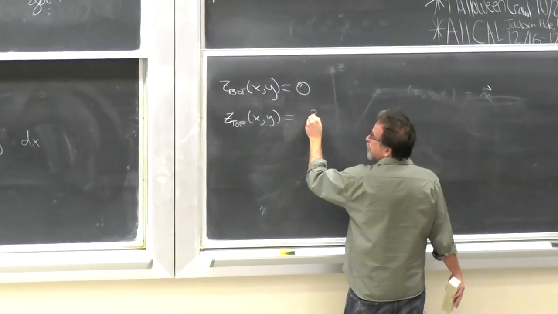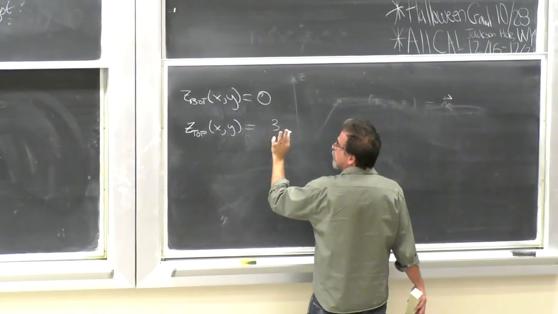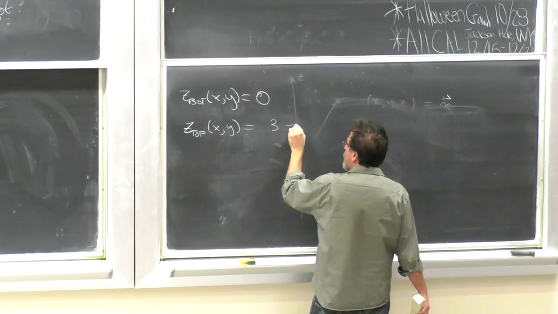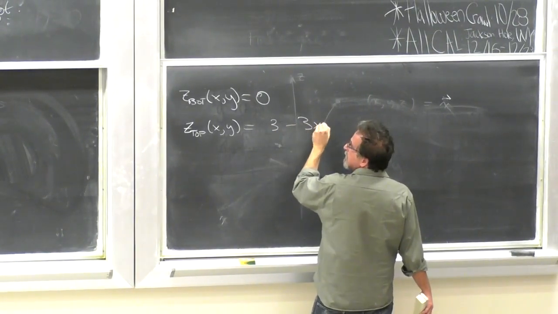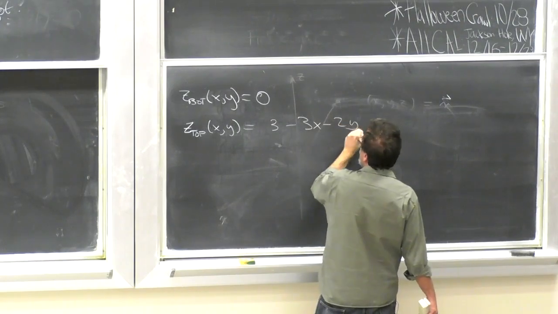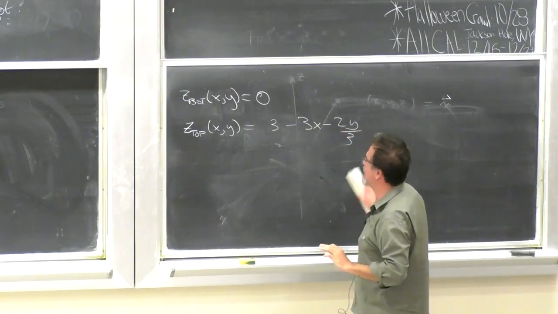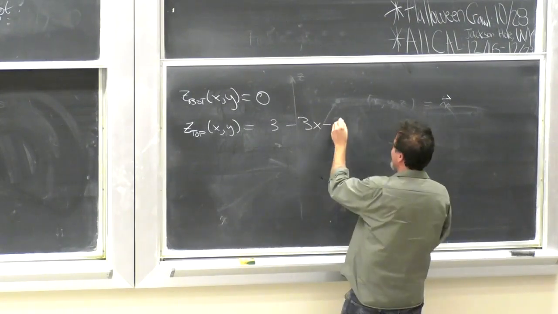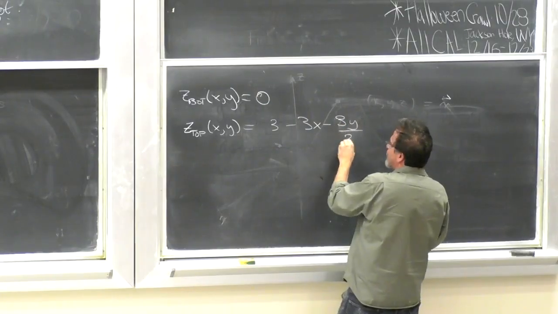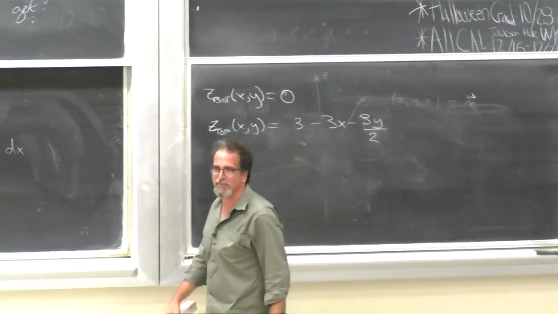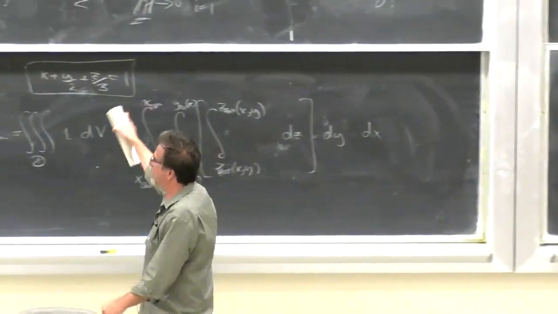That's going to be 3. It's super easy for you, not for me. Minus 3x minus 2y over 3. I think, no. See, I said it wasn't going to be easy for me. 3 over 2. Okay, I just rearranged that.